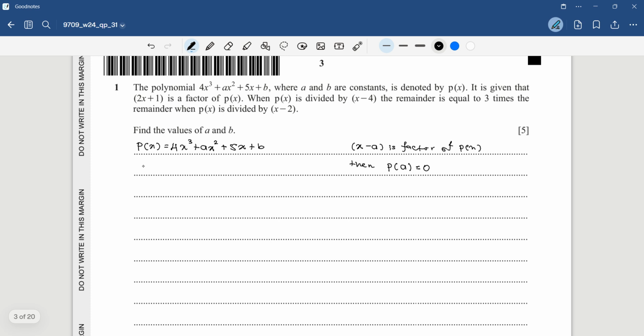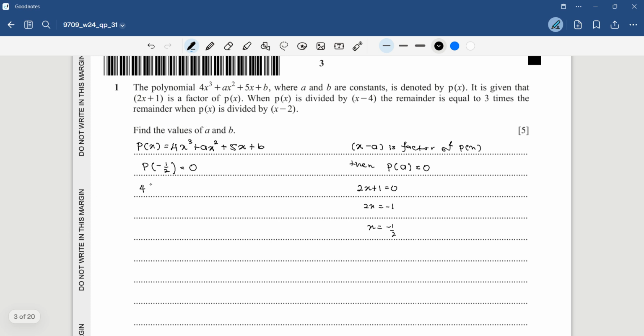So here it will be P of negative 1 over 2. How do I get this negative 1 over 2? You can make 2x plus 1 equivalent to 0, so 2x equals negative 1 and x equals negative 1 over 2. This is how I get my negative 1 over 2. It's going to be equivalent to 0 because this is a factor.